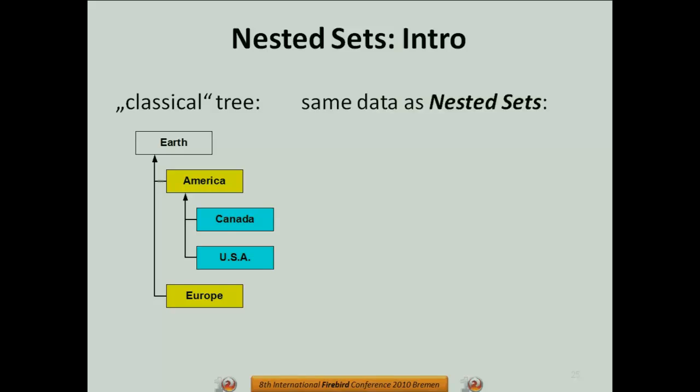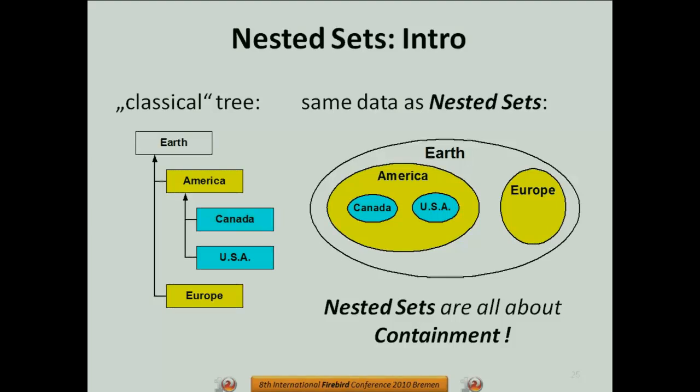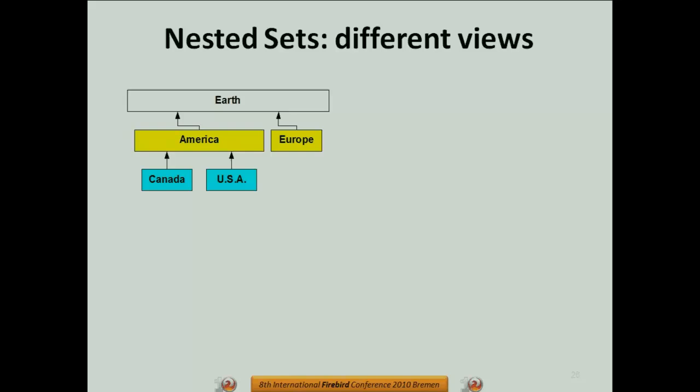And if we look at that same data as a nested set, it will look like this. So if you see how the nodes relate to each other, this is exactly the same. It's just another way of drawing it. But the left side is tree theory, and the right side is set theory. That's where nested sets really come from. So, as you can see here, pretty obviously, they're all about containment. So if you have containing structures, nested sets can be very good.